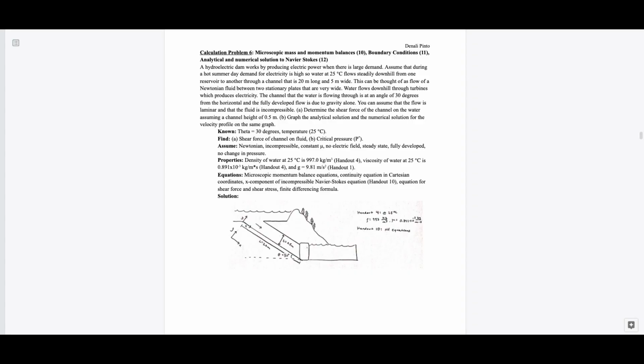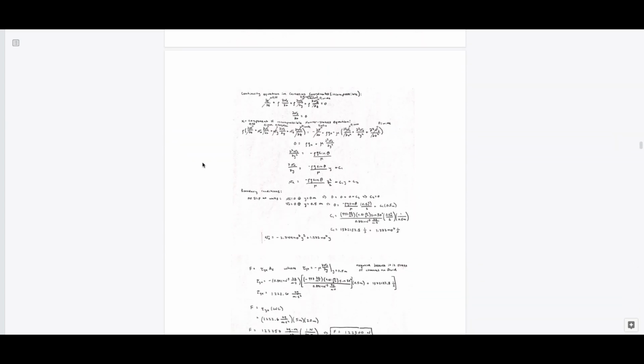This calculation problem will cover topics 10 through 12, which will include microscopic mass and momentum balances, boundary conditions, and analytical and numerical solutions to Navier-Stokes problems. For this problem, the Navier-Stokes equations were used as the continuity equation in Cartesian coordinates, here, and the x component of incompressible Navier-Stokes equation were used, shown here. Also, the equation for shear force was used, as well as finite differencing equations.